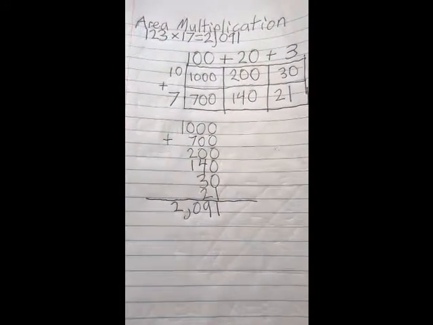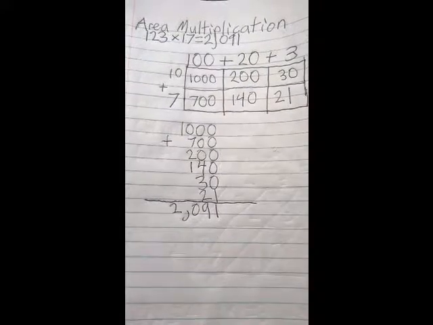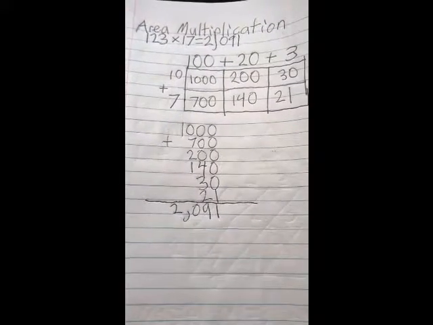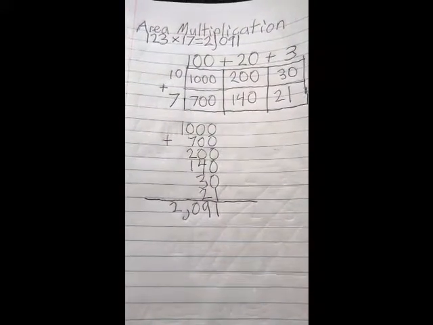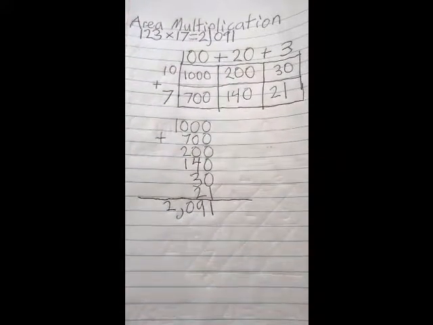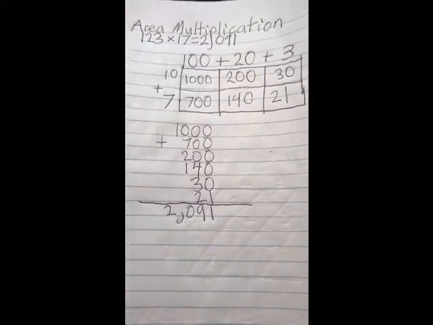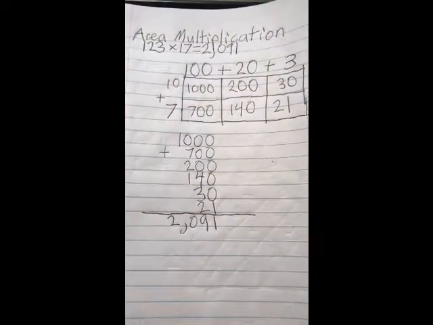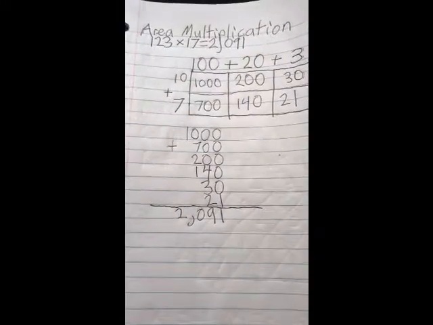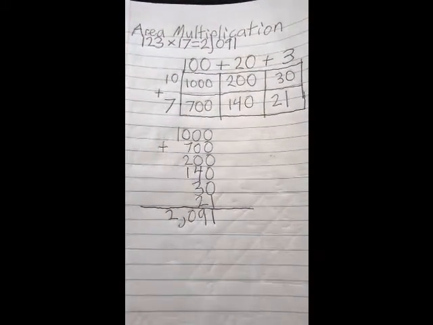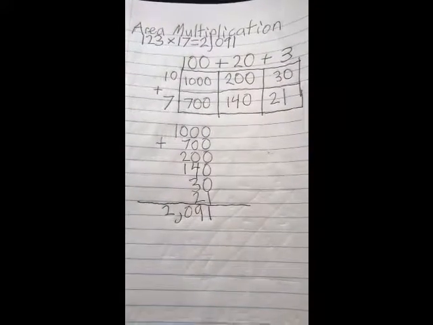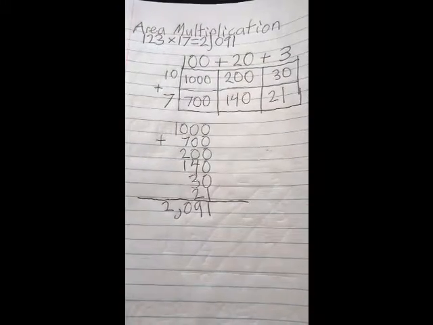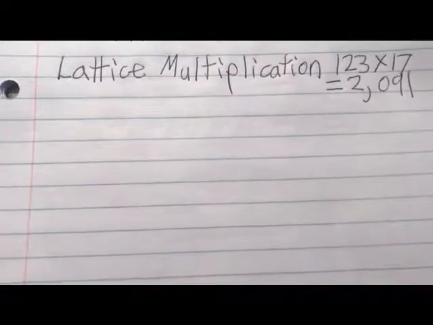So this is the worked out problem for 123 times 17 using area multiplication. Notice I multiplied 10 times 100, which is 1,000. 10 times 20 is 200. 10 times 3 is 30, et cetera. And notice I added up all the products, and you get the final answer in the end. See, I told you area multiplication was faster than the other methods, but hopefully you understand this. This is the easiest method for me.